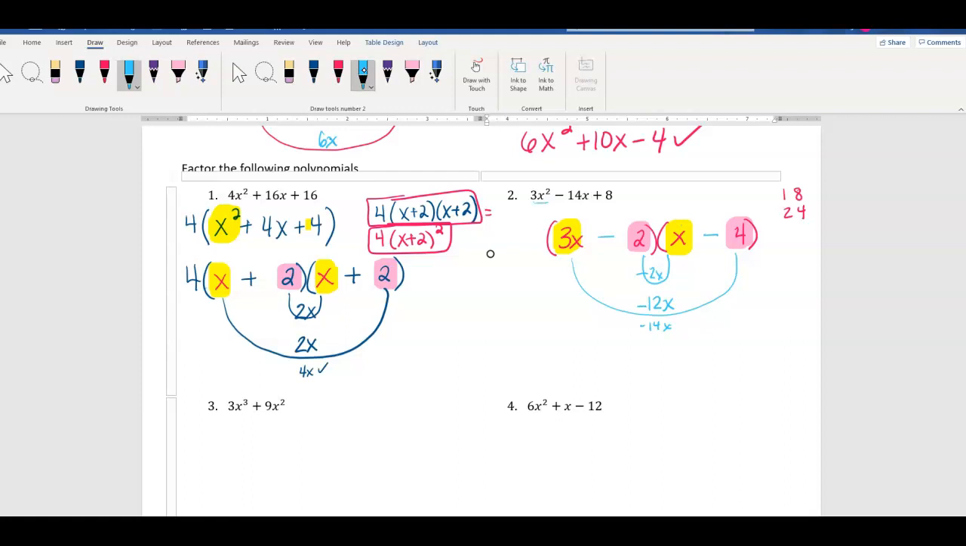We know we took care of the middle correctly, so let's just look at the end. Negative 2 times negative 4 is positive 8. So we have completely factored this. This is 3x minus 2 times x minus 4.